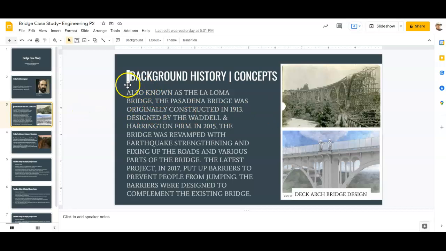And so this is the first slide. Talks about the origins of the bridge. It was built in 1913. It's also known as the La Loma Bridge. It's also known as the Arroyo Seco Bridge because of the creek that's going underneath.